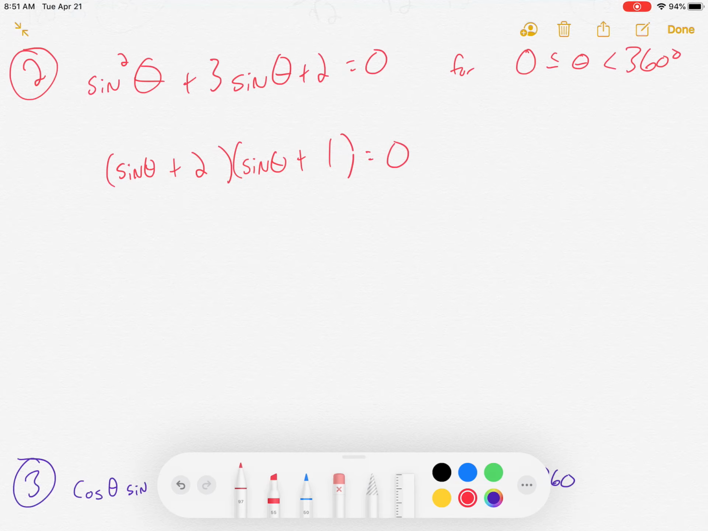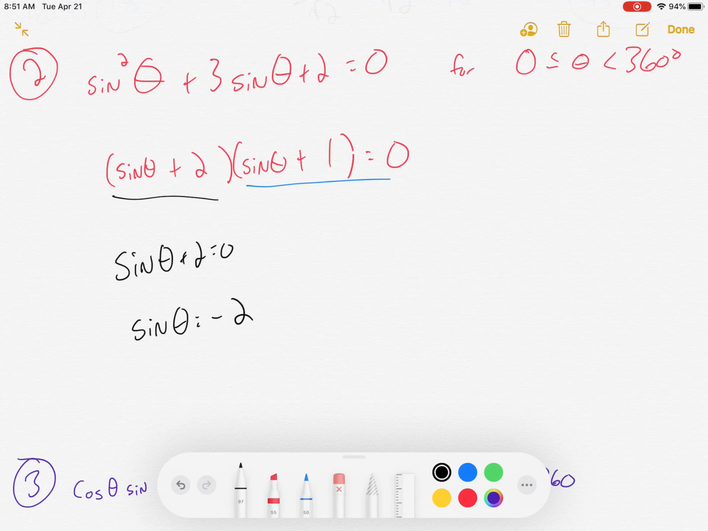So if these two things multiply to equal 0, that's called the zero product property. If two numbers multiply to be 0, at least one of them has to be 0. So what I need to do then is just set this equal to 0 and this equal to 0. Okay, we get sine of theta plus 2 equals 0. Sine of theta equals negative 2. Well, Mr. Adler, that one isn't on my unit circle.